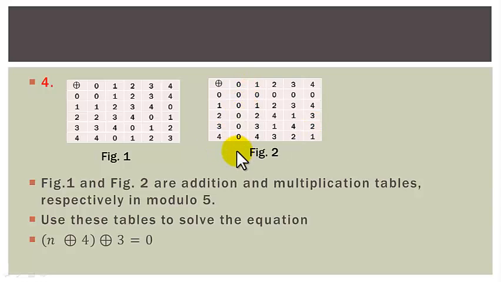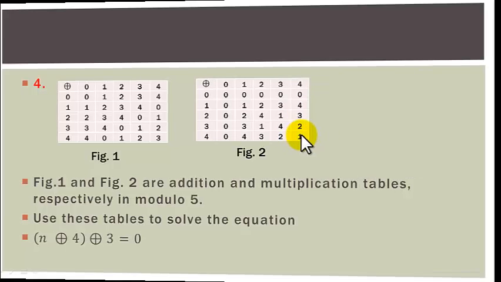4 times 0 is 0. 4 times 1 is 4. 4 times 2 is 8. 8 in modulo 5 is 3. 4 times 3 is 12. 12 in modulo 5 is 2. 4 times 4 is 16. 16 in modulo 5 is 1. That is 16 divided by 5 is 3, remainder 1.